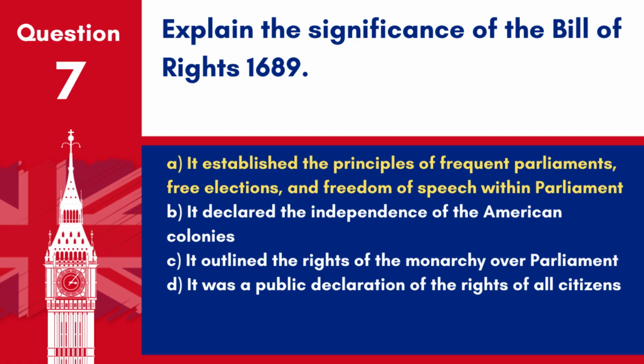Answer. A. It established the principles of frequent parliaments, free elections, and freedom of speech within Parliament. The Bill of Rights 1689 is a landmark document in the UK, laying down limits on the powers of the Crown and setting out the rights of Parliament.